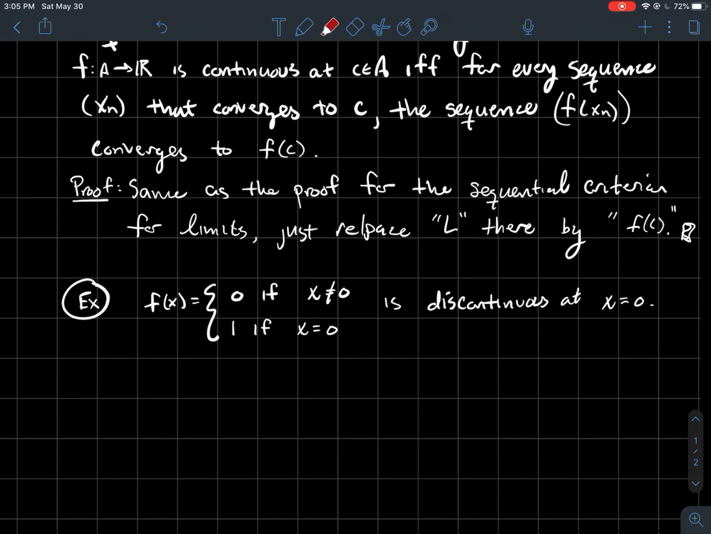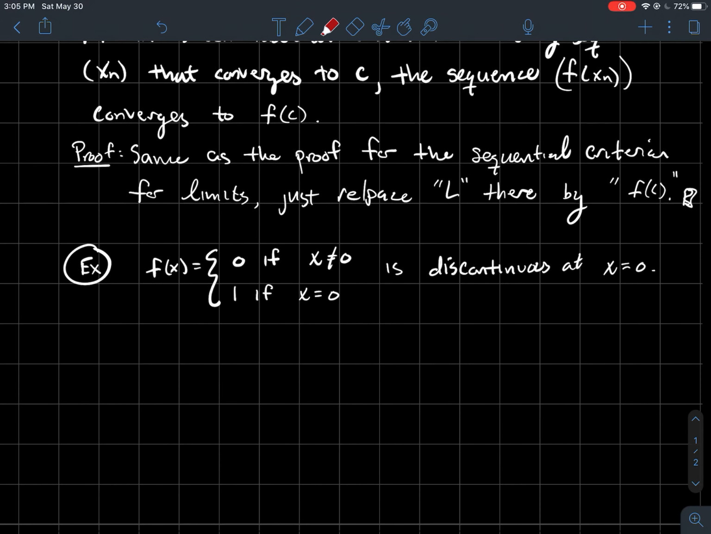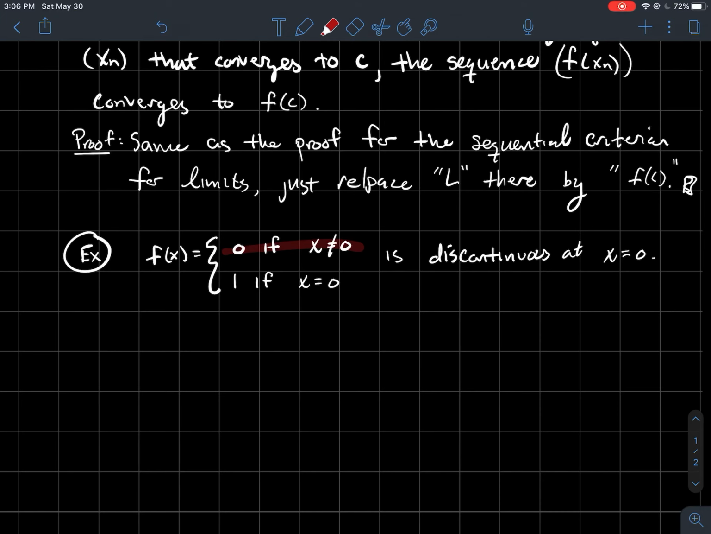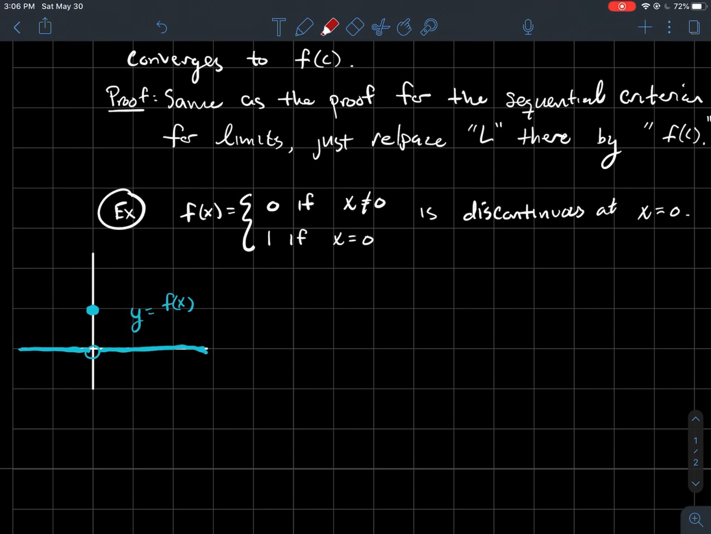It's probably useful to show something is not continuous at a particular point. So let's think about this function. F of x is this piecewise thing that is 0 if x is non-zero and it's 1 if x is 0. And I claim that this function is discontinuous at 0. I'll draw you a picture there, and you see that you had to pick up your pencil at 0 in order to draw the graph, right? There's this big jump here.